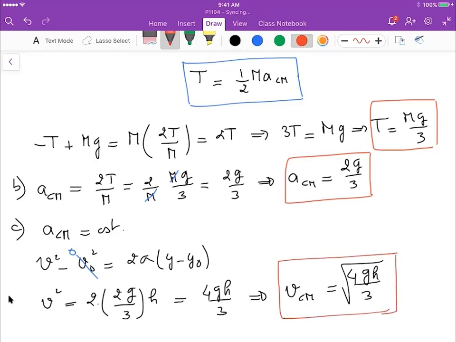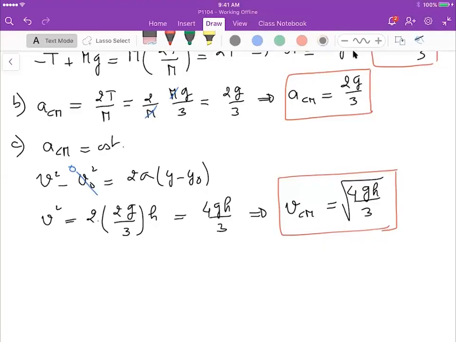And so this is how we can show it. So this is it for parts A, B, and C. Now what we are requested to do is to show and determine the speed of the center of mass of the disk to be equal to square root of 4gh over 3 after the disk has descended through a distance h, but not using the kinematic equations, but instead using the energy approach, meaning using the conservation of energy.